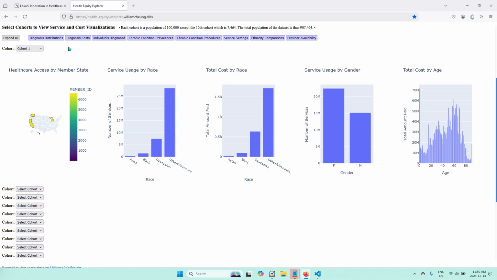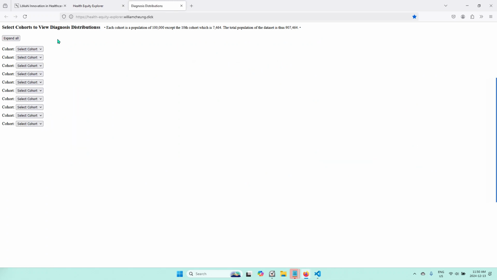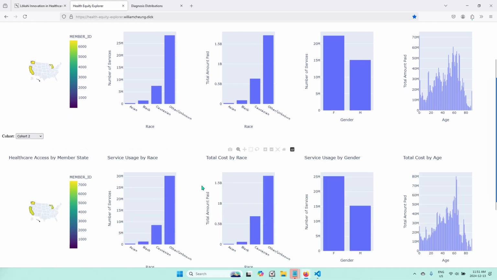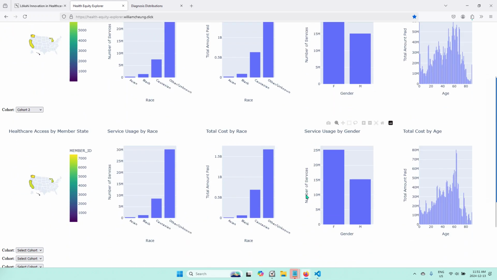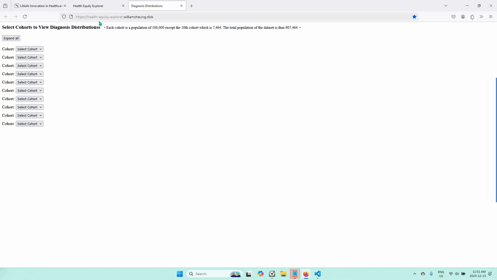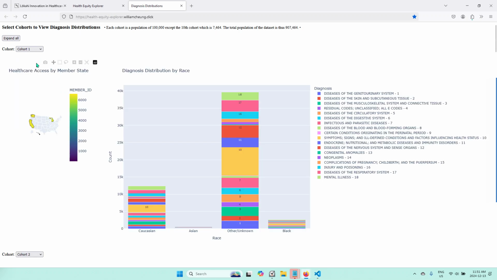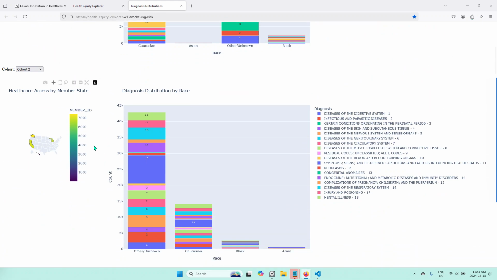Now, there's a lot more visualizations you can look at, and I grouped them as these buttons here. So we can go to the diagnosis distribution, and instead of selecting each cohort, like the intention here with these drop downs, you can look at this cohort and the next cohort of 100,000, cohort two, and then you can compare the groups or the cohorts. What you can do instead is you can use the expand all button, which will go through each of these drop downs, each cohort, and expand the visualization.